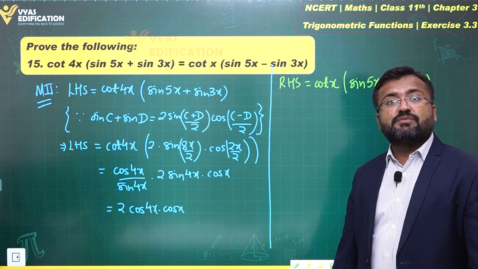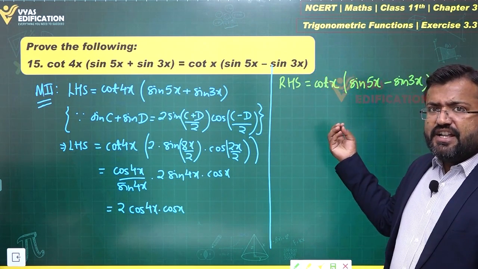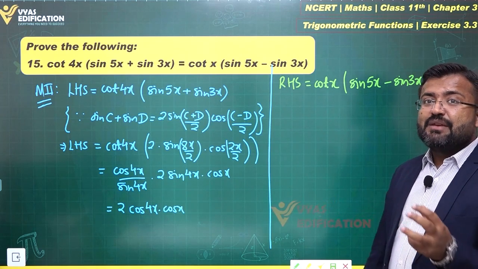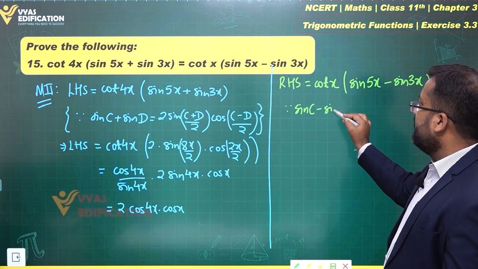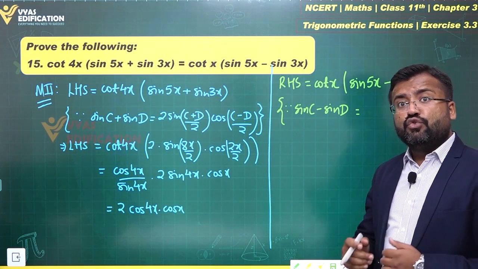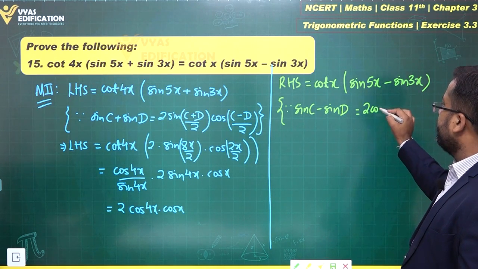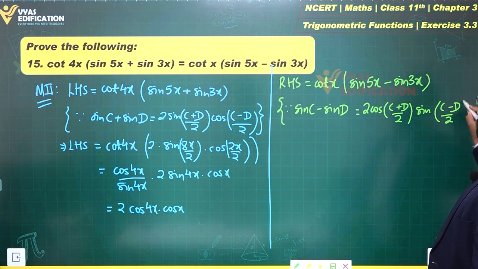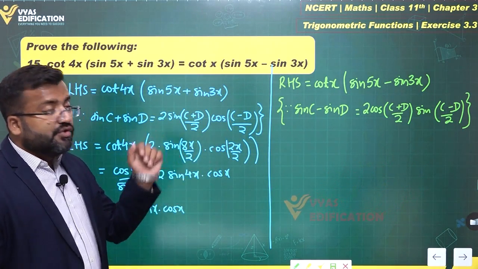Now how do we simplify sine 5x minus sine 3x? That can be simplified using transformation identities, transformation of difference of two sines in terms of product. Okay, how do we do that? There's a result: sine C minus sine D is equal to 2 cos of C plus D by 2 times sine of C minus D by 2. It's a very useful result. Yes. You should remember this result by heart. And let's use this result now.